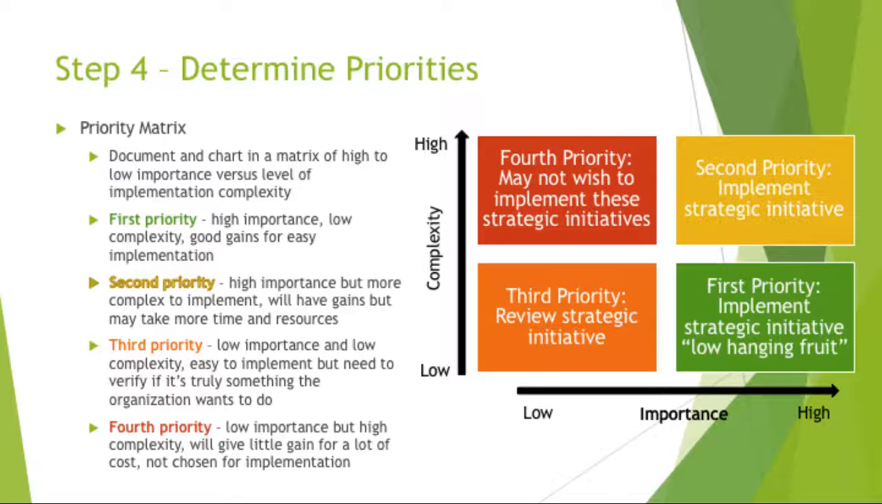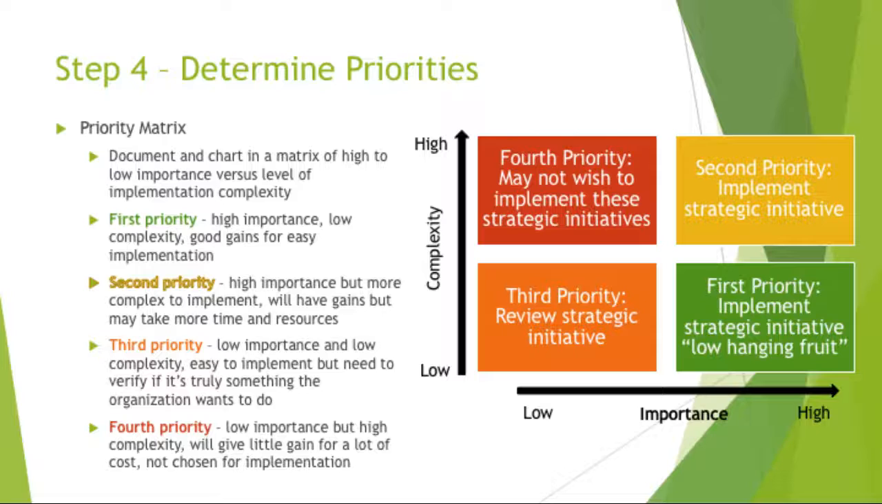The third method we'll look at for developing priorities is the priority matrix. With the matrix, you develop a chart that rates the importance from low to high and the complexity of implementation from low to high. You rate all of your initiatives and place them on the matrix. Where they fall on the grid tells you what priority they have. First priority are high importance and low complexity. These give you good gains for easy implementation.